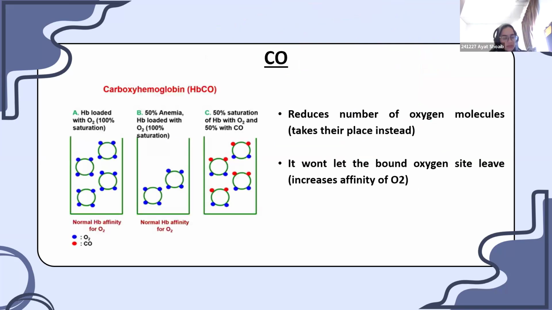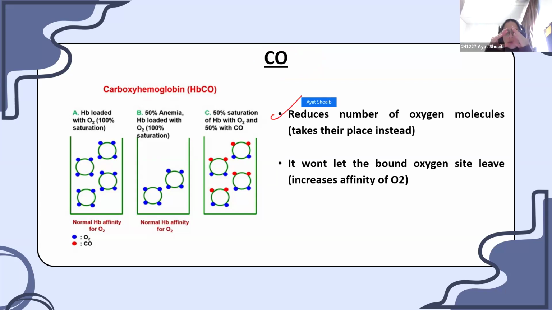So, CO, carbon monoxide. I don't know if you guys have heard of this. I think you probably have. Whenever there's a fire, they say cover your face, don't let the smoke go in. Why does this happen? Because the smoke has carbon monoxide, and you don't want the carbon monoxide to go in because carbon monoxide is very evil. There are two things it does.